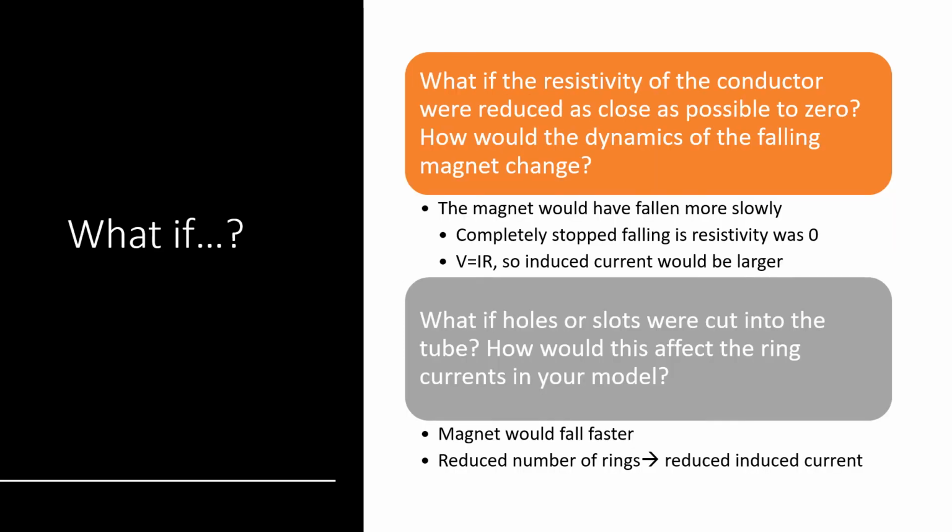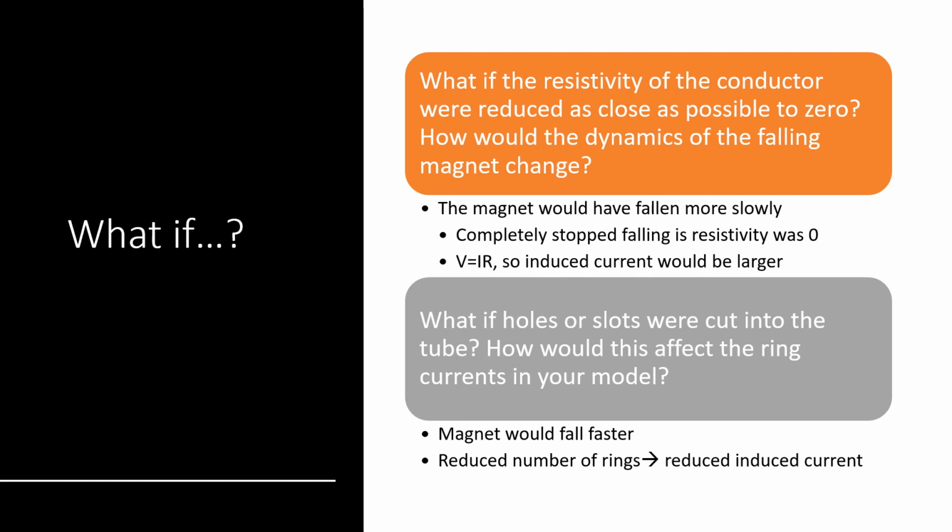Finally, I will answer the what-if questions. The first question is, what if the resistivity of the conductor were reduced as close as possible to zero? How would the dynamics of the falling magnet change? I concluded that the magnet would have fallen more slowly, and it would have completely stopped falling if the resistivity was equal to zero. Using Ohm's law, where V equals IR, if R gets closer to zero, the induced current would in fact be larger.